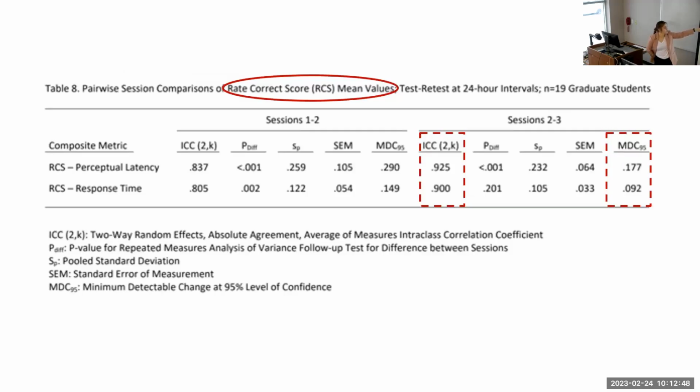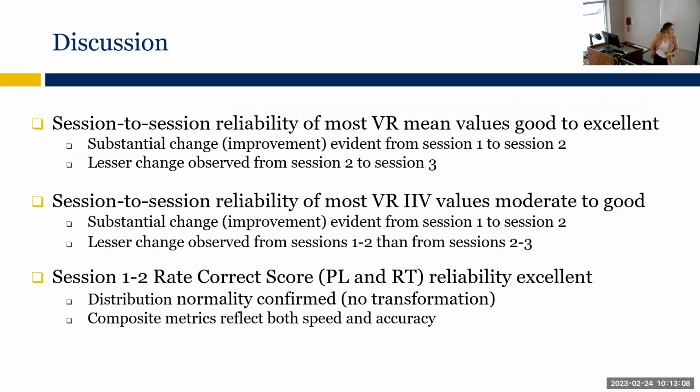Between sessions 1 and 2, we had an ICC of good, and with sessions 2 and 3, we had excellent reliability. And the minimal detectable change got smaller between 2 and 3, showing that these little numbers detect whether or not it was actually a true representation of something changing and reliable data. So session to session reliability for the mean values was good to excellent. The session to session reliability for the IIV was moderate to good, or acceptable. And sessions 1 and 2 for the correct score was excellent.